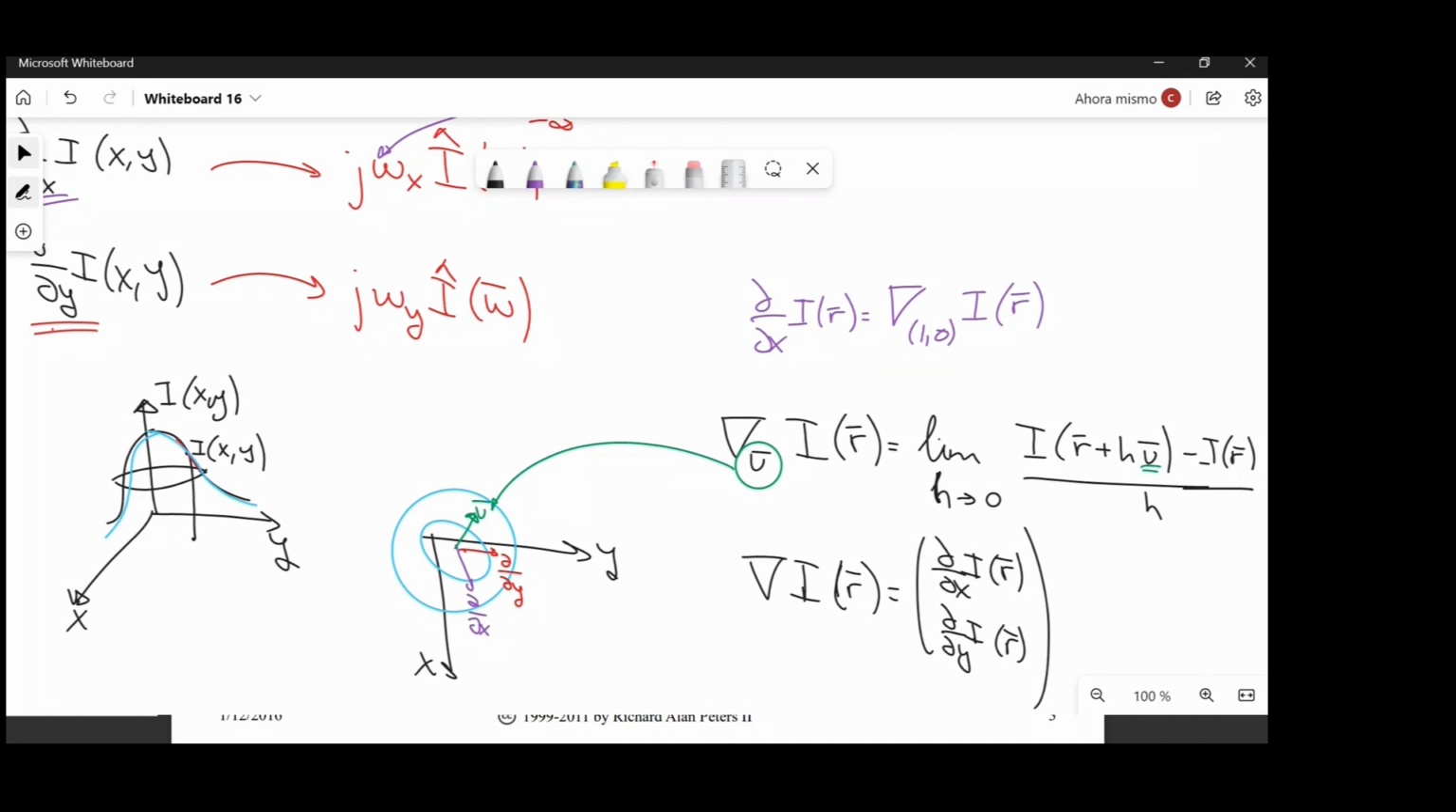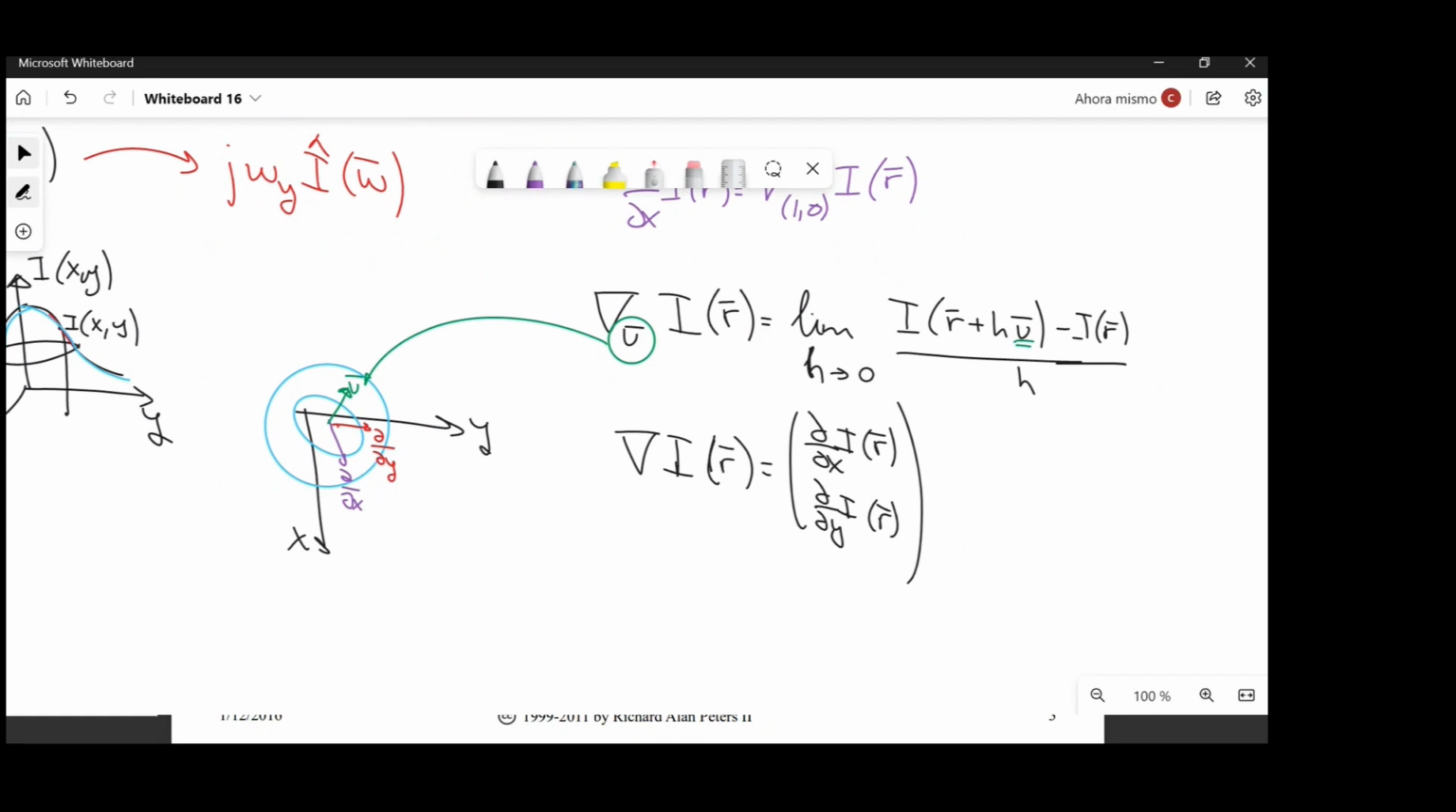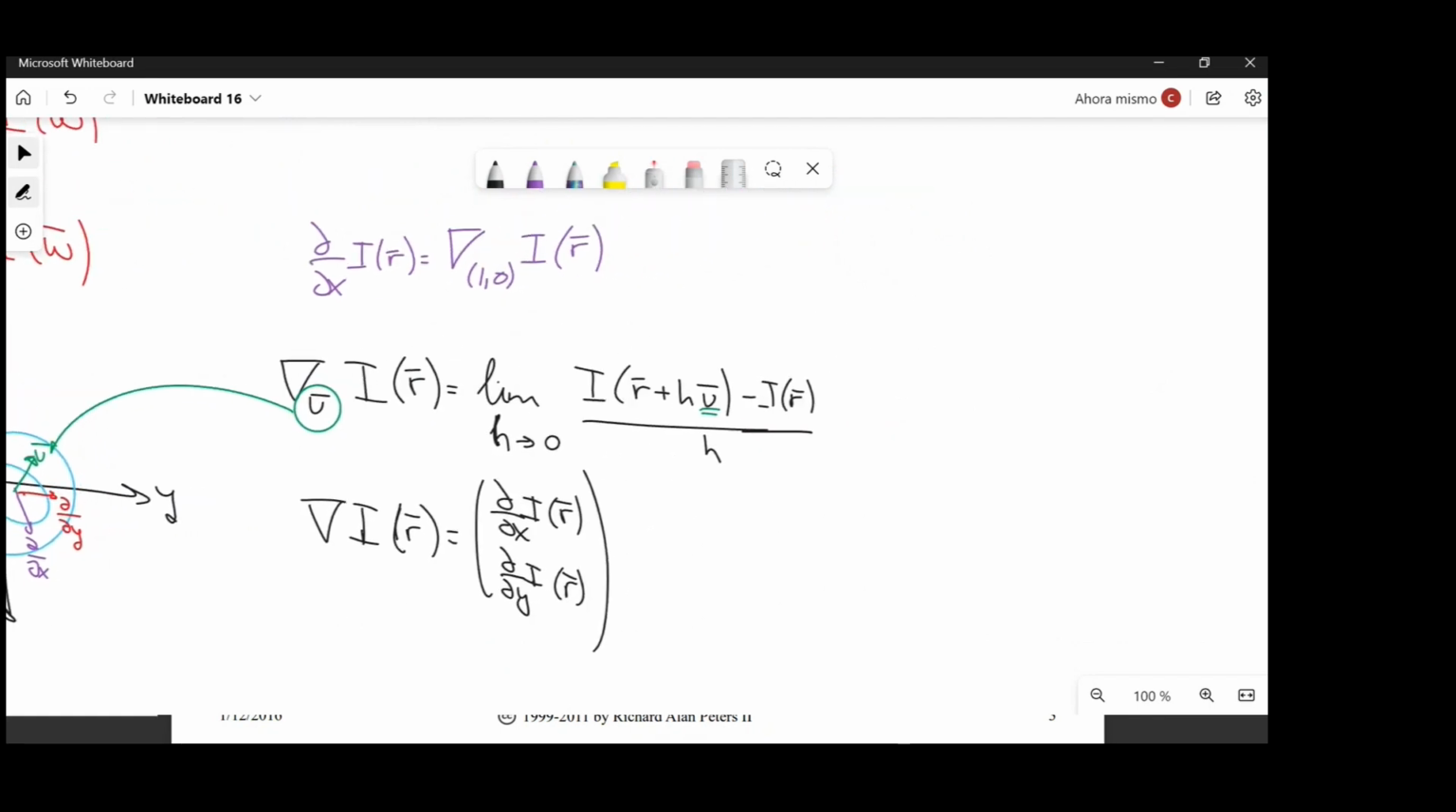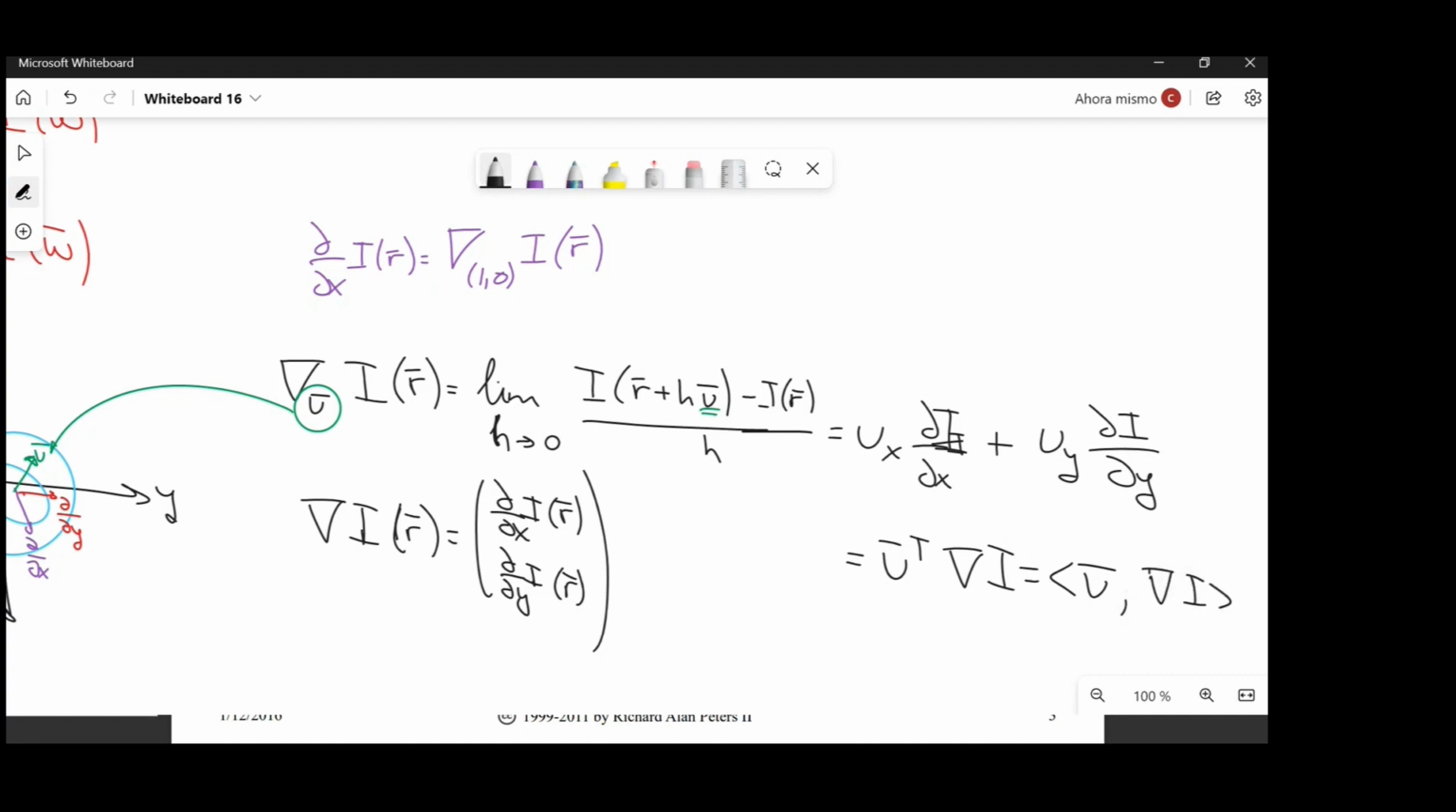Again, we will not prove it, but this derivative here can be shown to be this. So this u will have a couple of components, ux and uy. So this is this product. And then I can write that product as u transpose times the gradient. This is the same as the inner product between u and the gradient.